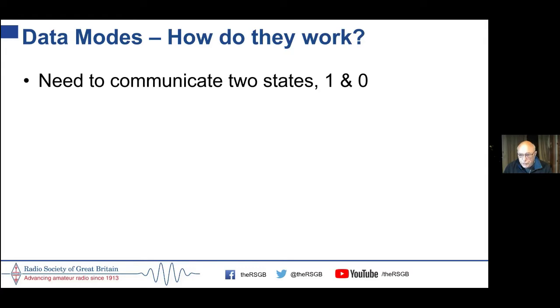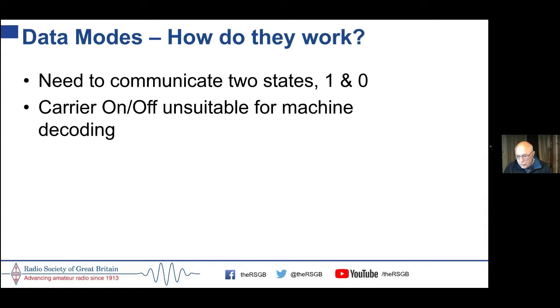So all we need to communicate is 2 states. So in binary, it's a 1 and a 0. Now, how do we send that over a radio? Now, we could just turn the carrier on and off like we do with CW. But the problem is we need to be able to decode this with a machine, with a computer. And computers are very poor at sorting out signal from noise. It needs to be more positive than that. So we actually need 2 positive states to switch between for reliable machine decoding.